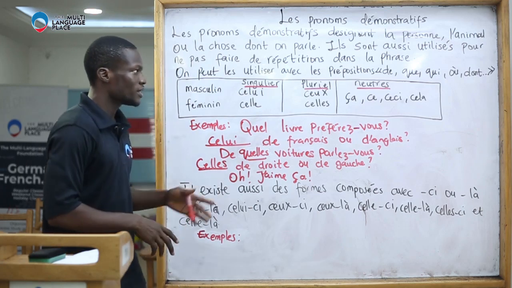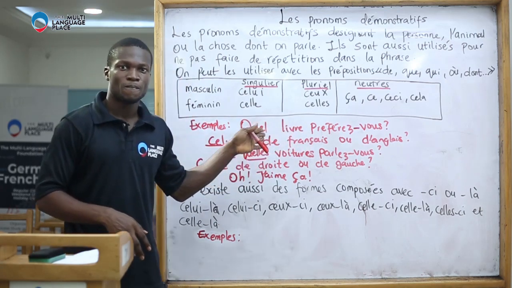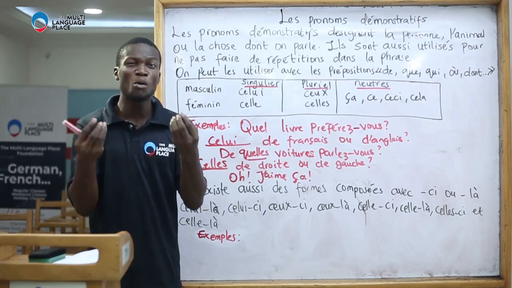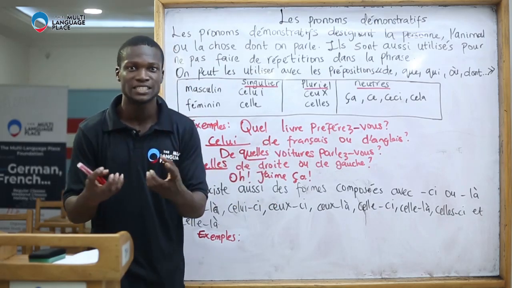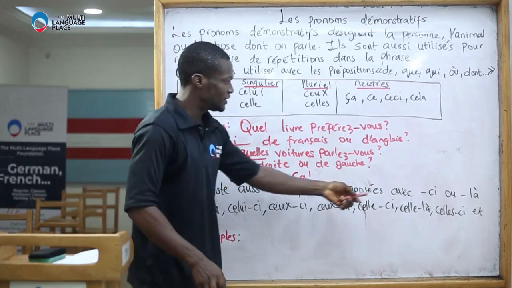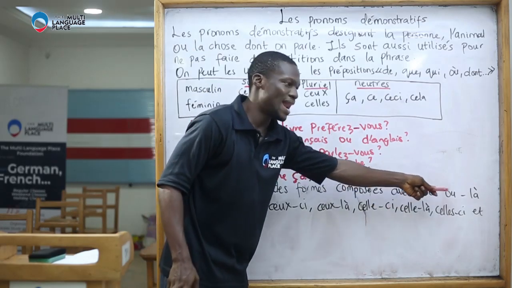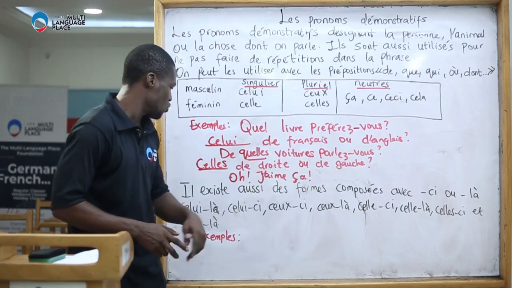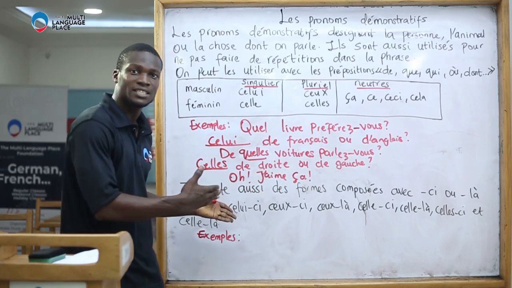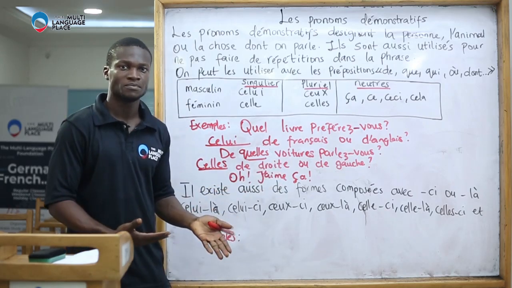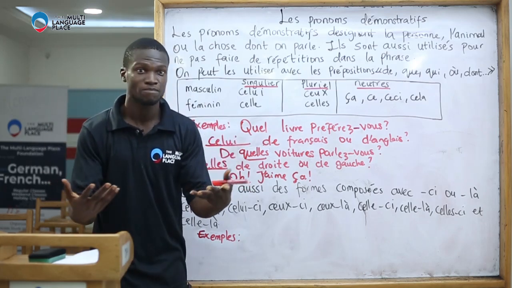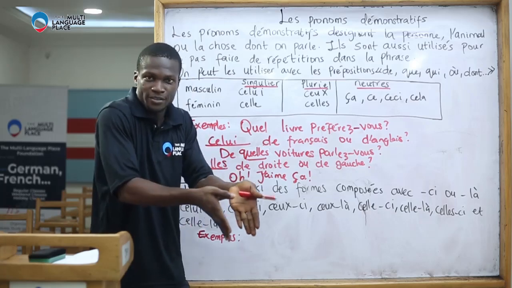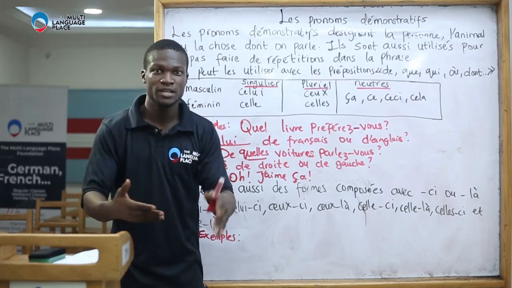On continue. There are other forms. There are other things that you can add, and when you add them, it becomes more precise. It adds more precise meaning to them. You can add ci ou là. Il existe aussi des formes composées avec ci ou là. If you add ci or là, what do they mean? It just shows the proximity. Ci literally means here. Là literally means there.